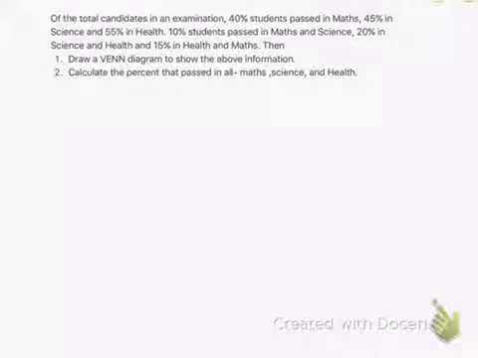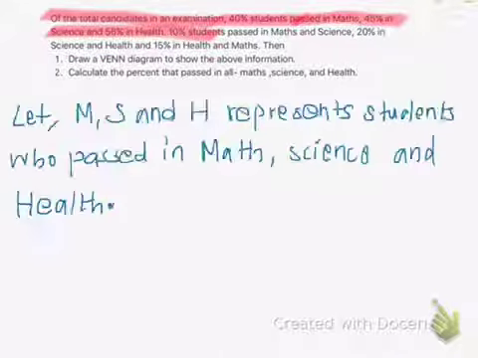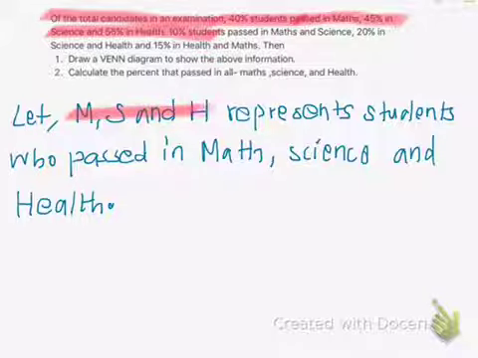Hello, let us solve another type of question from sets. Let me first read the question. Of the total candidates in an examination, 40% students passed in math, 45% in science, and 55% in health. So here let M, S, and H represent the students who passed in math, science, and health respectively. Let us jump into the question.